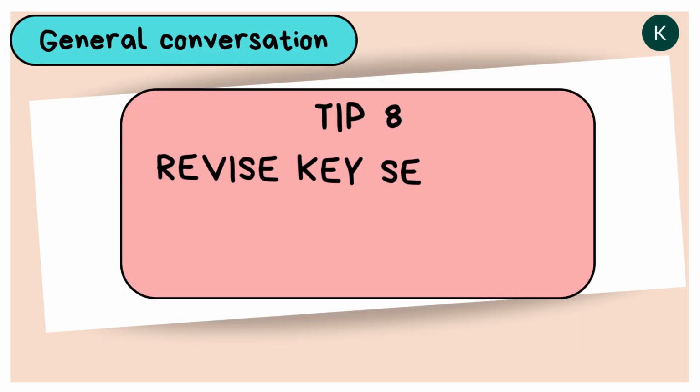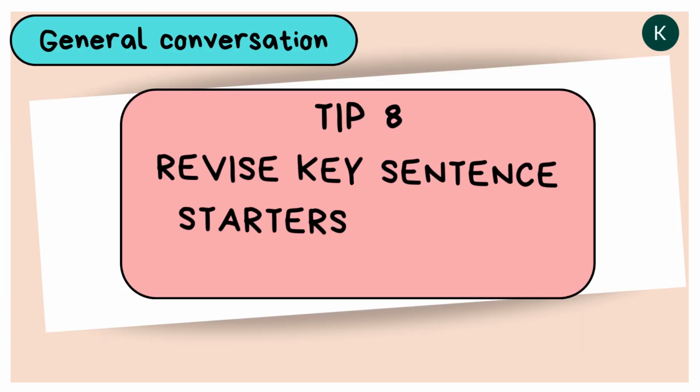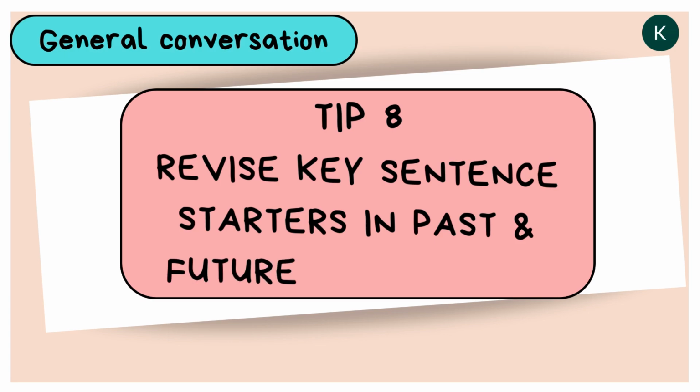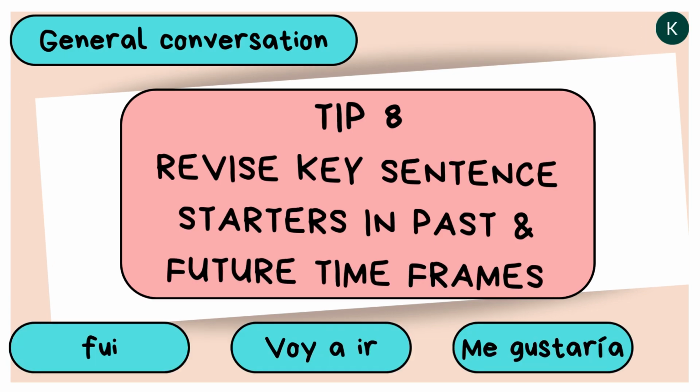So, tip 8, again for the general conversation, is to revise some key sentence starters in past and future time frames. Again, these would just be to use if you feel a little bit stuck. So I've just got 3 structures here that I would just have in my mind. I've got fui, I went, which is just a useful past tense sentence structure. Voy a ir, I am going to go. Or me gustaría. So they're just some ones to fall back on if you've forgotten what you want to say.